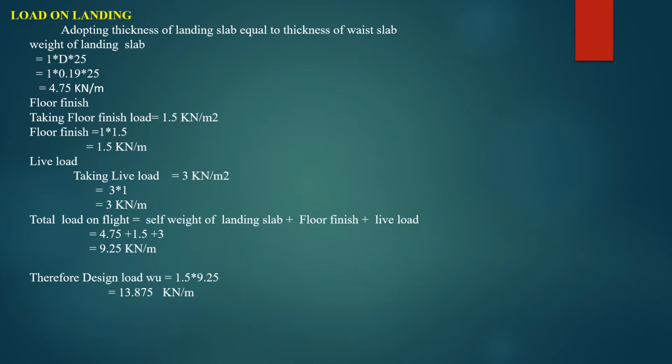So the total load coming on the landing, which by mistake is written as the flight, is the self weight of the landing slab plus floor finish plus the live load, which is 4.75 plus 1.5 plus 3, which is 9.25 kilonewton per meter. Therefore, the design load will be obtained by multiplying it with the partial safety factor. We got 13.875 kilonewton per meter.